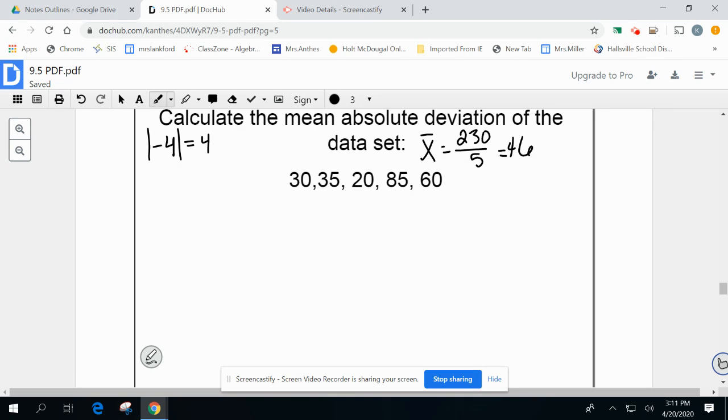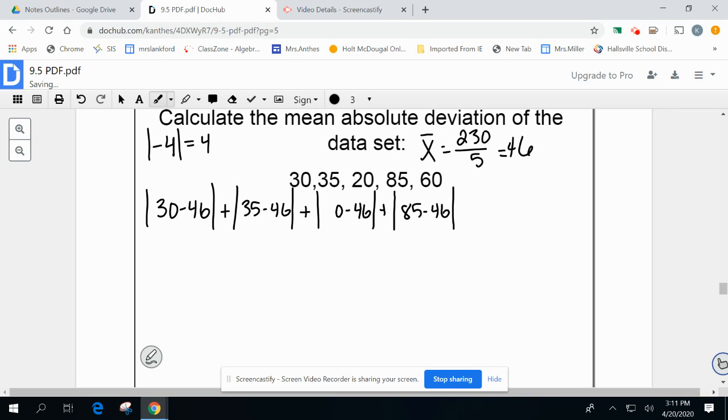And then I have to add them all up and divide by how many there are. So we're going to take this one step at a time. Absolute value of 30 minus 46, plus absolute value, and it's always subtraction, 35 minus 46, plus, I'm going to do this for each number. So 20 minus 46, and then 85 minus 46, and then 60 minus 46. And that all is going to get divided by 5 because there are 5 numbers.